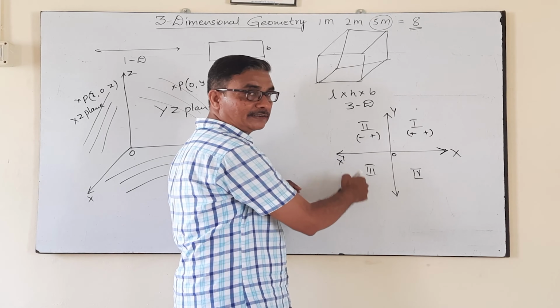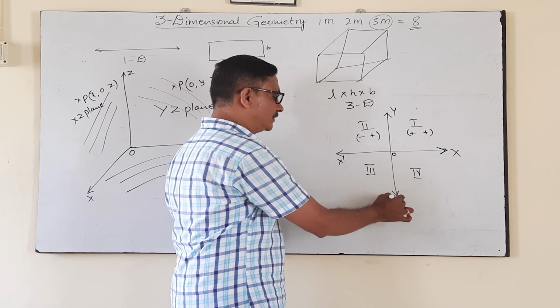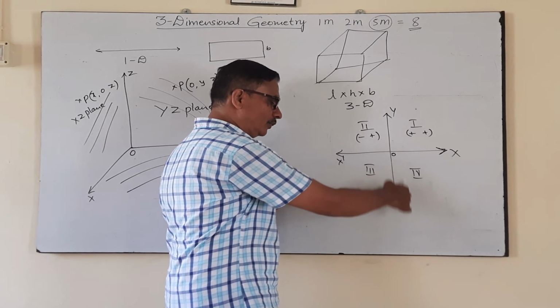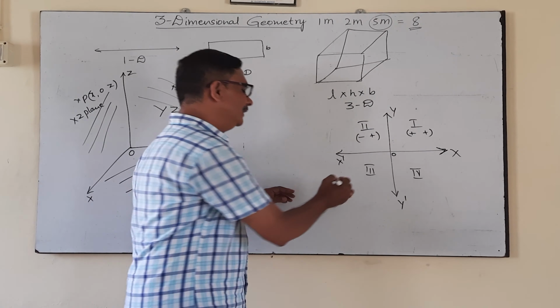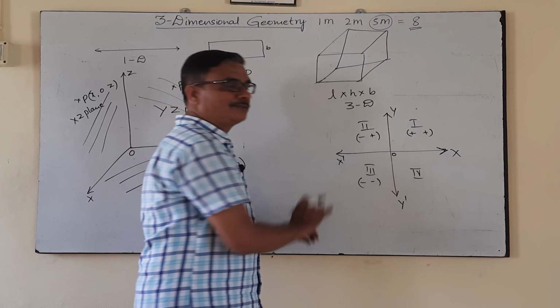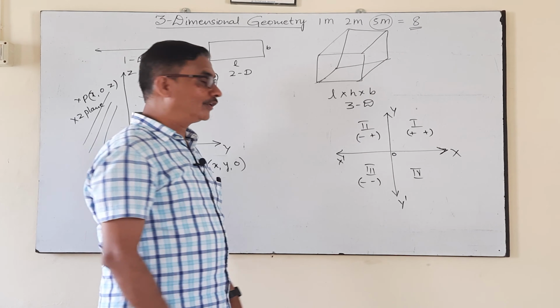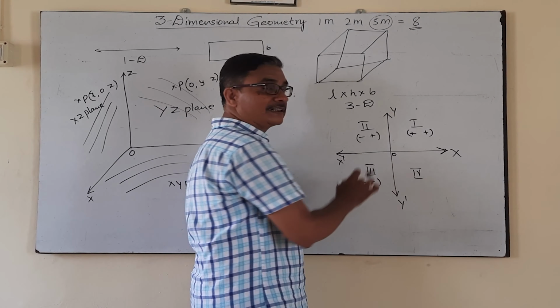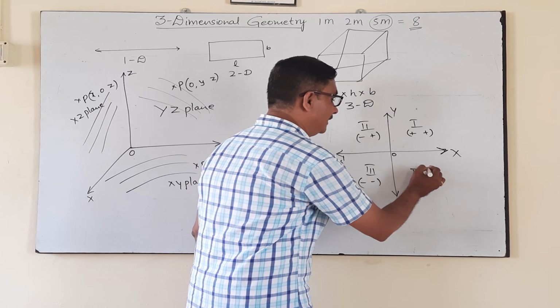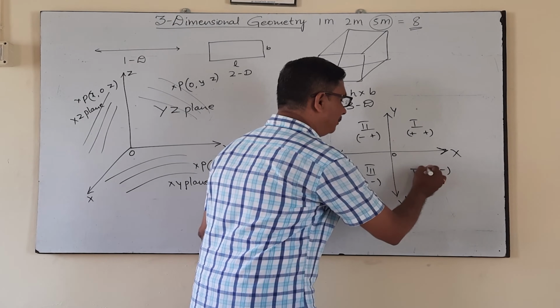Whereas in the third quadrant, OX dash lies on the negative direction of the x axis, OY dash lies on the negative direction of the y axis, both are in the negative direction, so the coordinates are minus, minus. Whereas in the fourth quadrant, OX lies on the positive direction of the x axis, OY dash lies on the negative direction of the y axis, so the coordinates are plus, minus.